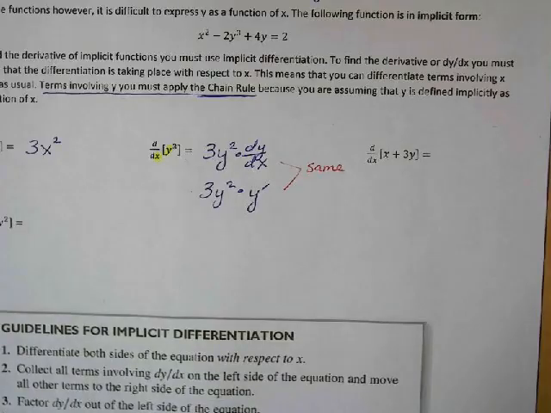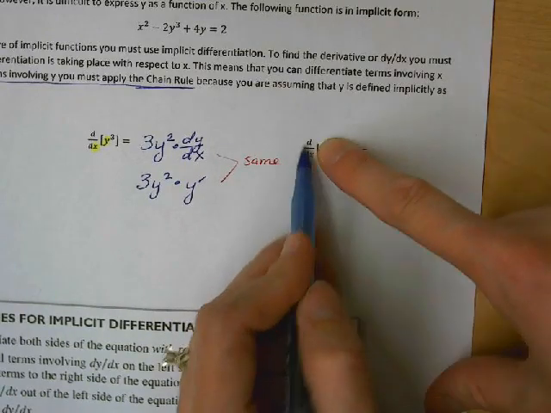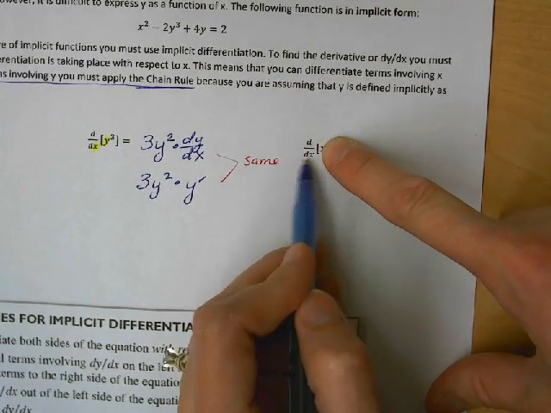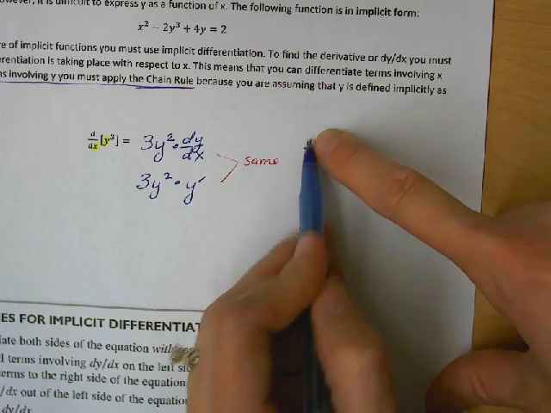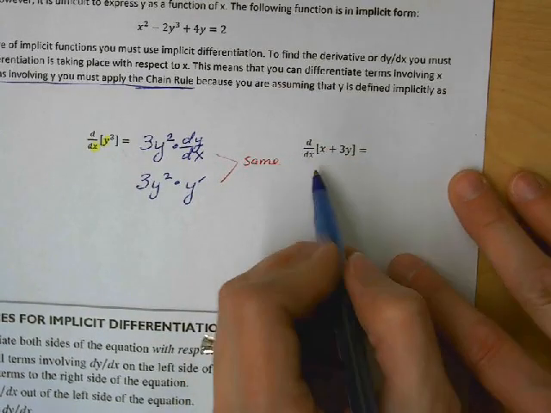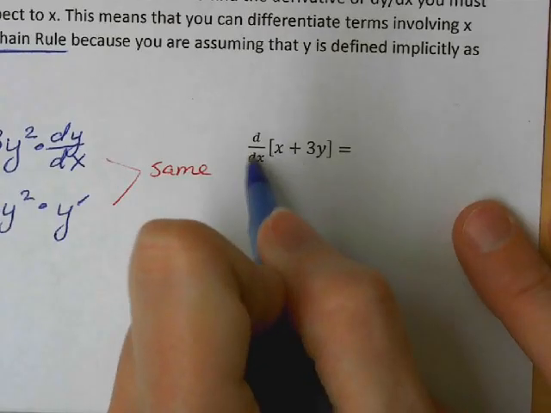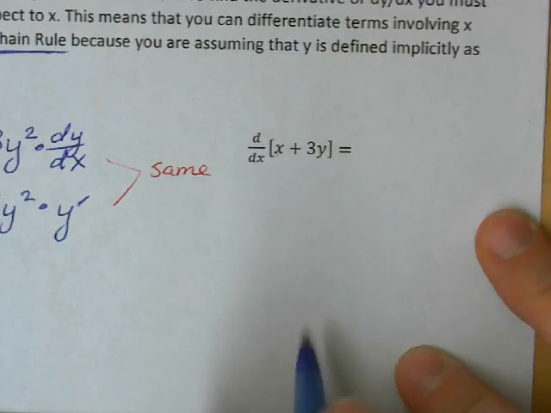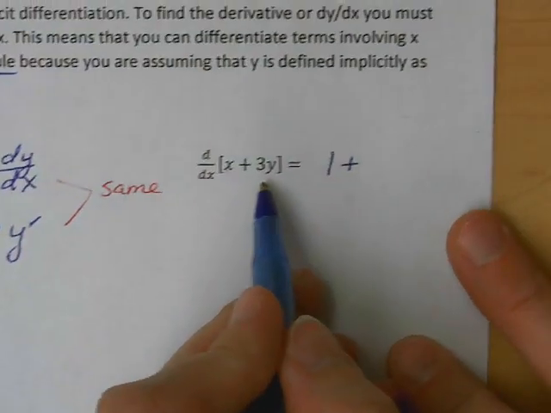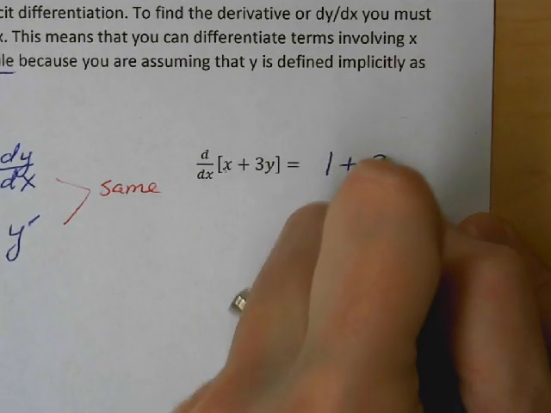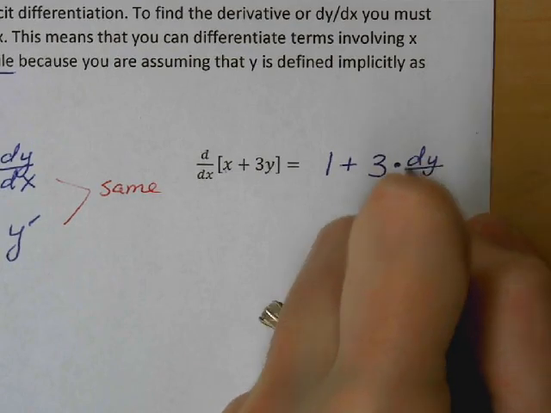Okay, let's try another one. This d over dx in front means take the derivative. We're trying to find the derivative with respect to x. So let's try to find the derivative of this one. What's the derivative of x? 1. What's the derivative of 3y? 3 times, yep, dy over dx.